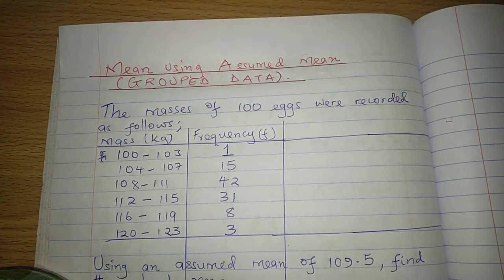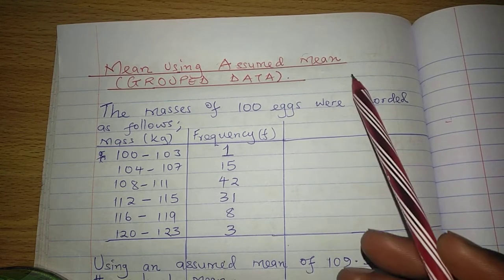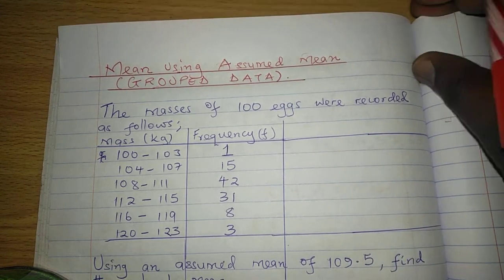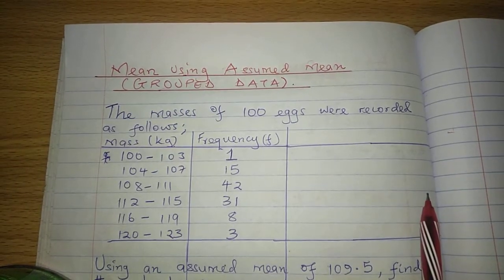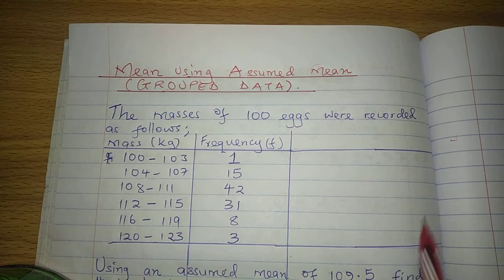We are going to study the calculation of mean using assumed mean for grouped data. So when data is put in classes, we can get mean by using assumed mean.